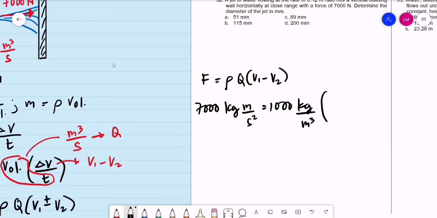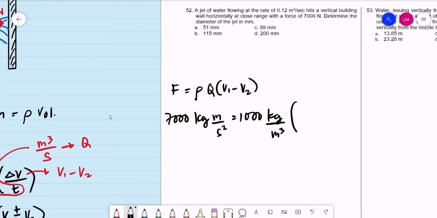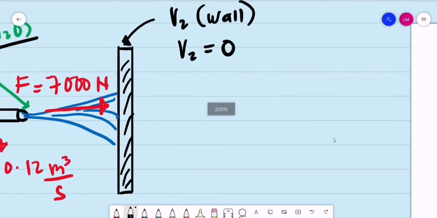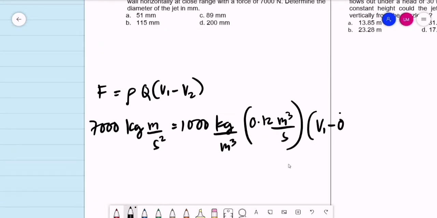Ano yung equivalent ng given na discharge? Yung discharge is 0.12 cubic meter per second. So this is 0.12 cubic meter per second. Multiplied by V1 minus V2, yun yung sa tubig ulit. V1 sa tubig, V sub 2 is 0 dahil yun yung velocity ng wall. So, V1 minus V sub 2, that is V1. Kung mag-unit analysis tayo dito, cancel na yung kg. This is cubic meter, cancel na rin. Second squared. May maiwan na seconds dito sa ilalim. So, basically, velocity yon, kaya meters per second.